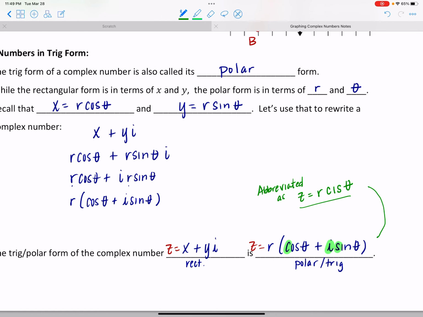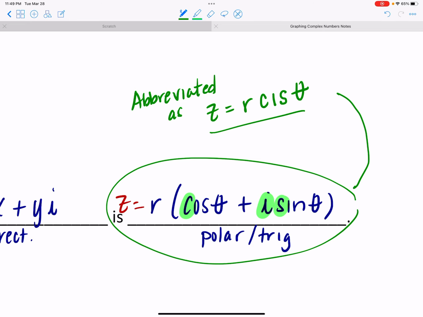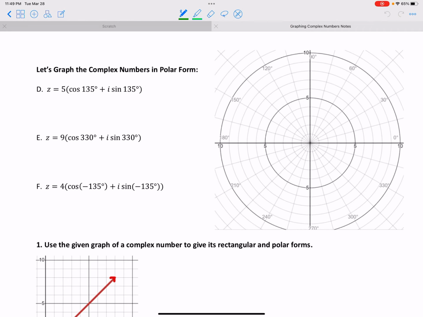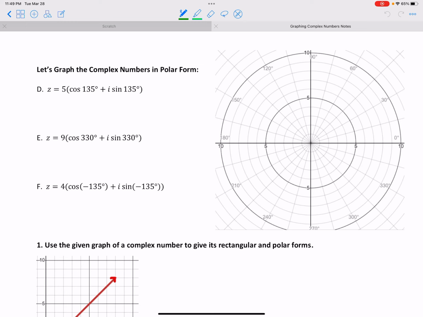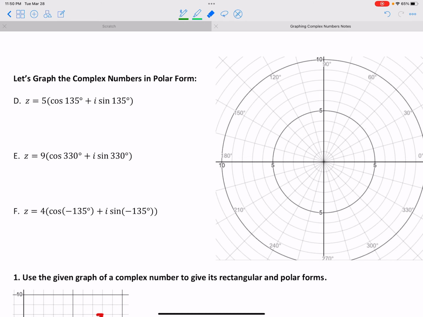Now, let's see if we can't actually take one of these polar forms and graph it. If I want to graph a complex number in its polar form, I just have to understand what this is giving me here. When I'm looking at the polar form, we just said that this number was going to be the radius, and that this number here was going to be our angle. Those are the two things I need to be able to graph my polar coordinate, right?